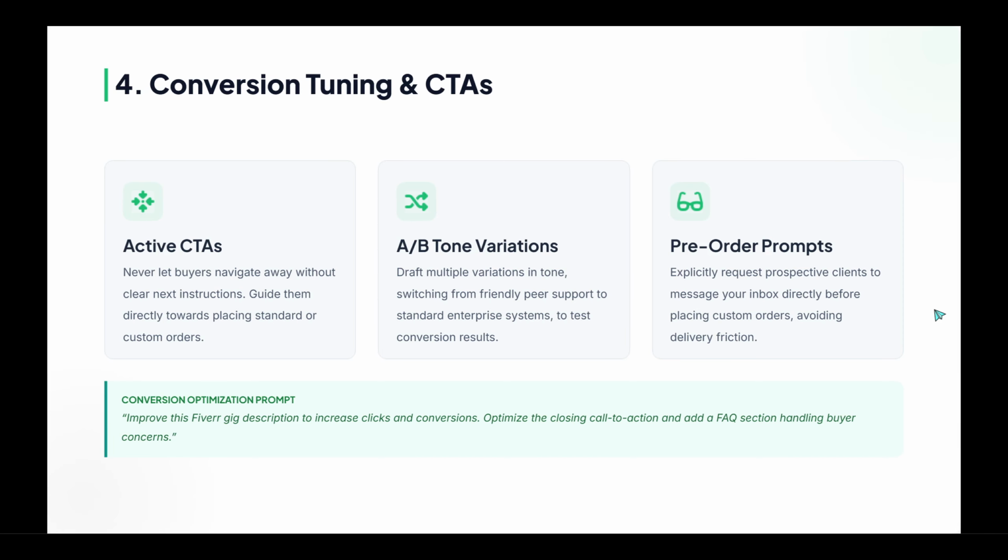To tighten this up, ask, "Rewrite this Fiverr gig description with SEO keywords for video editing services," then swap in your own niche and terms to get a clean, search-friendly version.